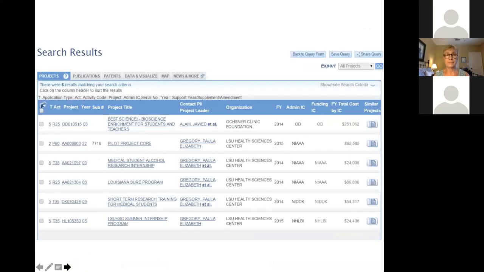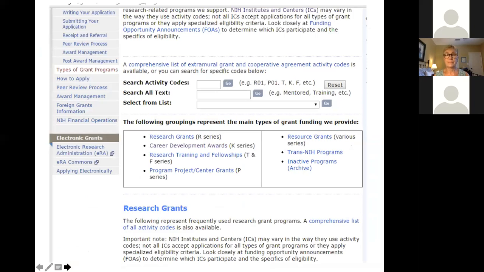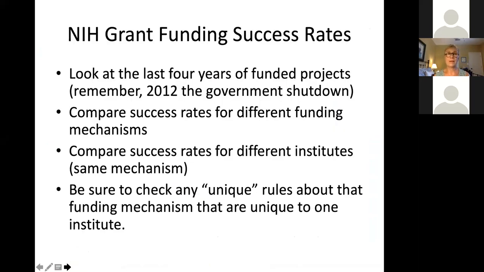We can move on, like you can let me know when you'd like to continue, but we have one more question. If you get a K99 and start a new position at a different institution during the K period, can you bring the funds with you to the new institution?